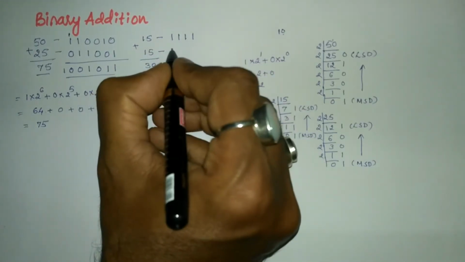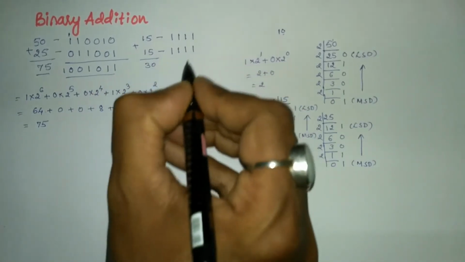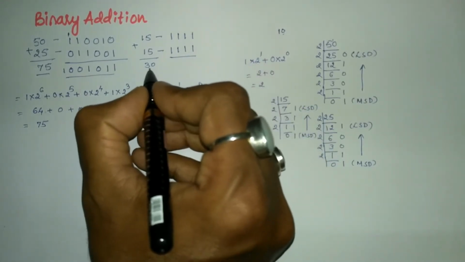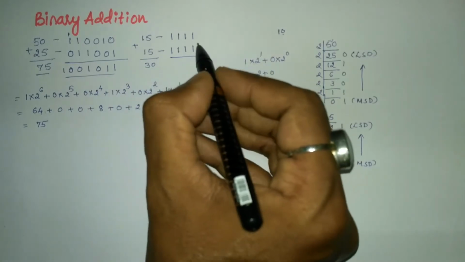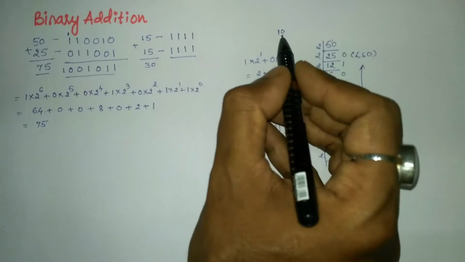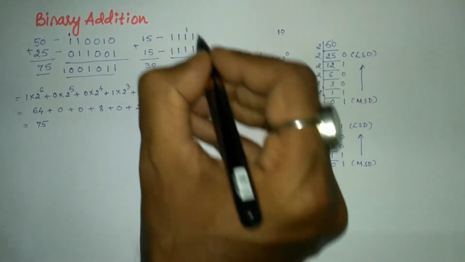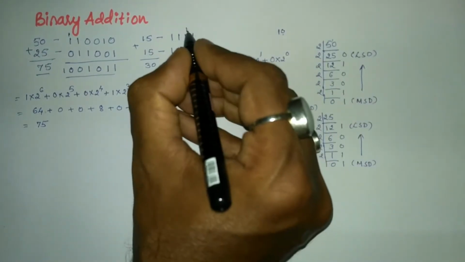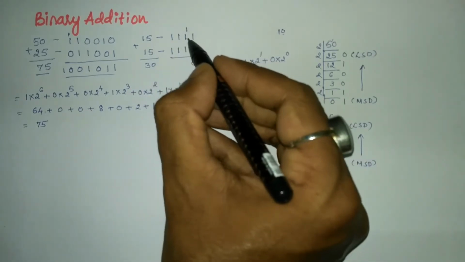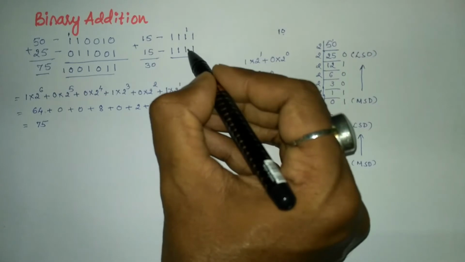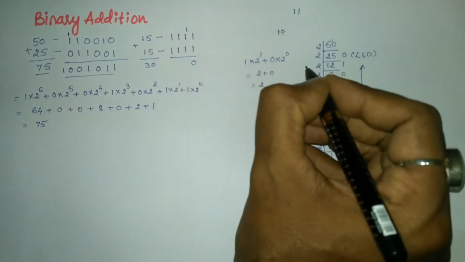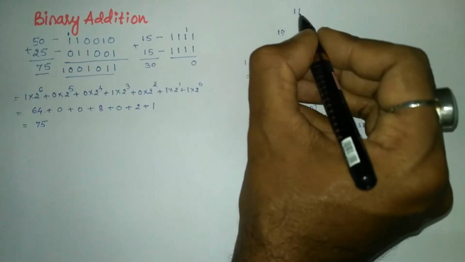Here also I have got 15. Once again I'm going to write 1, 1, 1, 1. Now I should get a binary number that is equivalent to 30. So let us add bit by bit from the right hand side. 1 plus 1 is 2, as we have just studied. So 2 can be written as 1, 0. So carry will become 1 and 0 will become the sum. So 1 plus 1 plus 1 will become 3. 3 can be written as 1, 1. Correct? So you can convert this one and check it out.